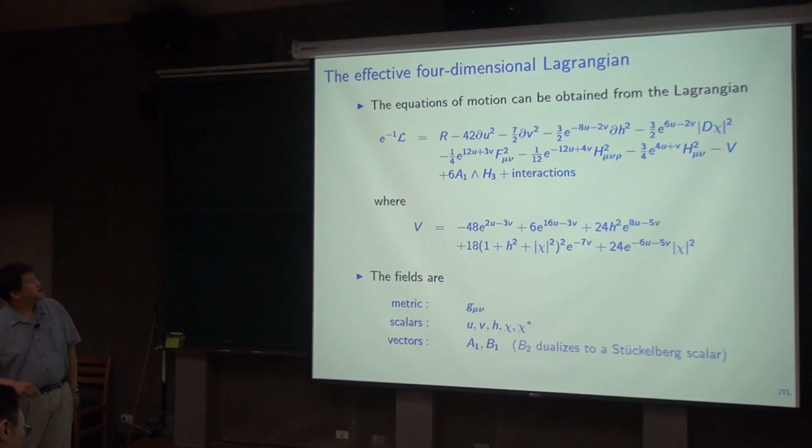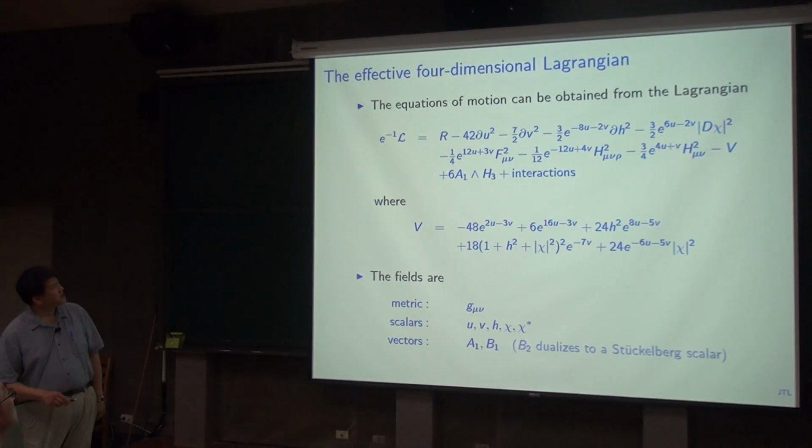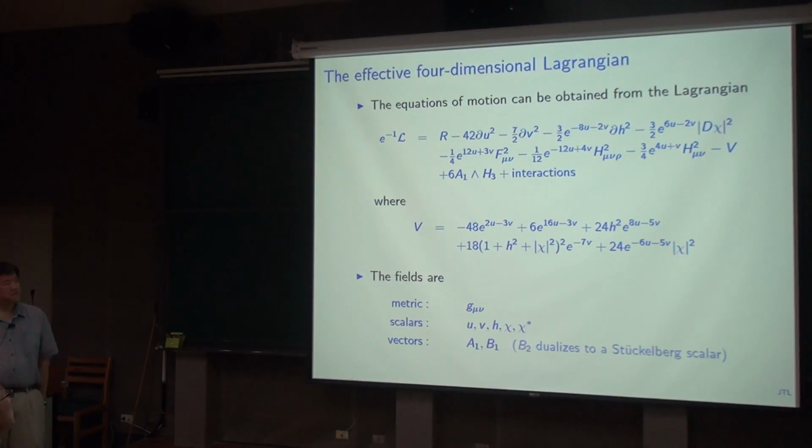Einstein-Hilbert. They have scalar fields. These are kinetic terms for scalar fields: dU squared, dV squared. Obviously, it's not canonically normalized. dh squared, d chi squared. And then you have A1, a photon, F mu nu squared. You had B1 and B2 giving rise to H3 squared and H2 squared like that. There's a scalar potential. There's a mixing term over here, and then there's higher interactions as well.